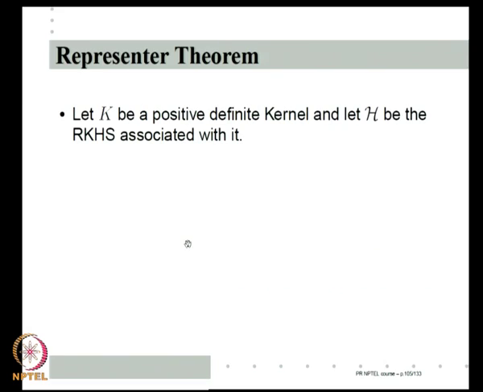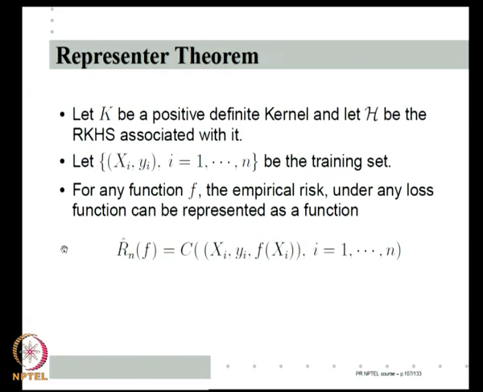Okay. What does the representer theorem say? Let K be a positive definite kernel and H be the associated RKHS, and xi, yi be the training data set as earlier. Now, given any function f, suppose I want the empirical risk under this training data set. So, empirical risk depends on some loss function L of yi comma f xi, whatever. So, no matter what the loss function is, the empirical risk ultimately depends on xi, yi, f xi for i equal to 1 to n. It can't depend on anything else. Given these training examples and a function f, the empirical risk can depend only on xi, yi, f xi for i equal to 1 to n.